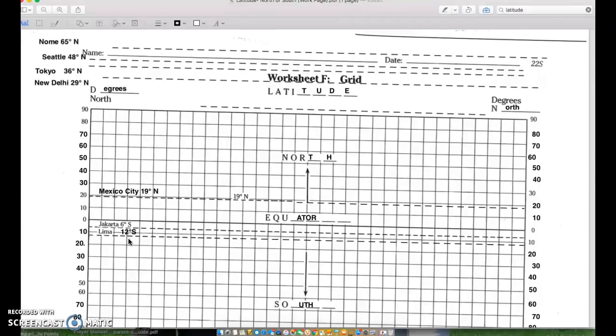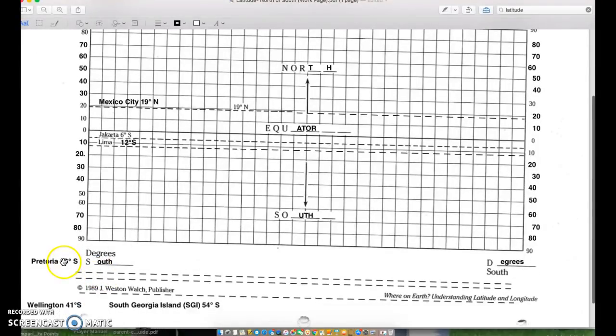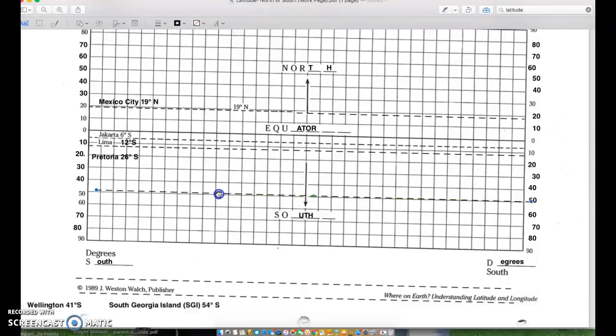That's all we've done so far. Now we're going to add in some cities here, and we're adding some more lines. First one I'm going to do is Pretoria, South Africa. I'm going to drag this guy right about there, okay? Because I got these premium lines already, and I was going to put that right here at 26 degrees south. So right now, I need you to write in the word Pretoria. It's 26 degrees south. Okay, click pause if you need to.